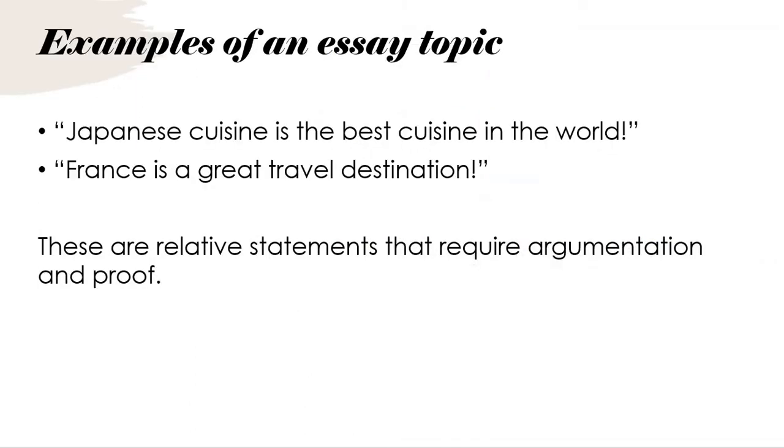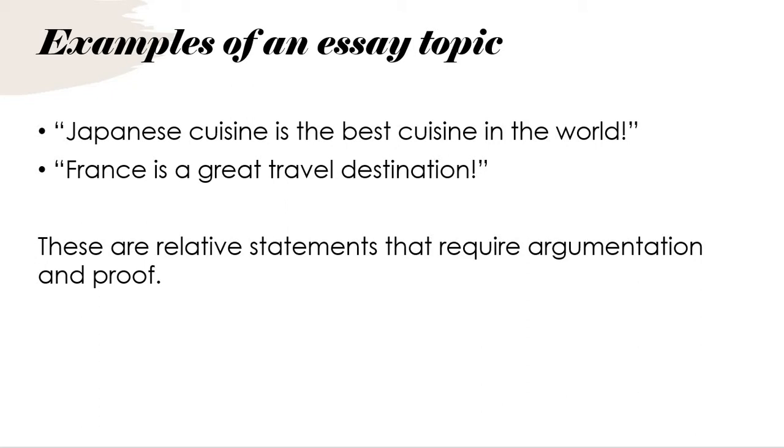So for example, you may write an essay about the superiority of Japanese cuisine, Japanese food. So you may say, Japanese cuisine is the best cuisine in the world. It's a controversial point. It's a point that needs to be argued, and evidence needs to be provided for that.